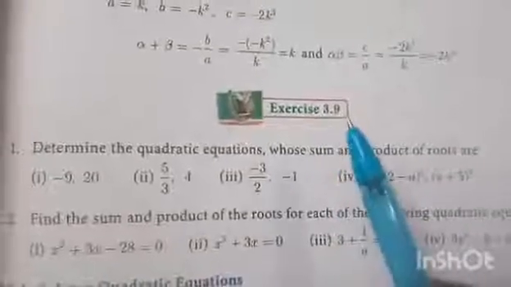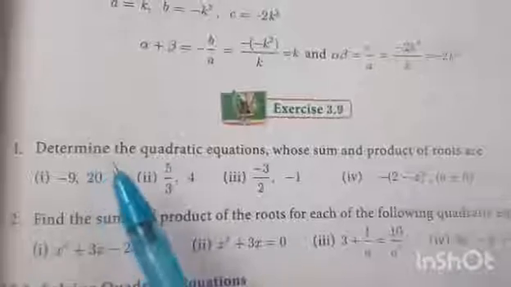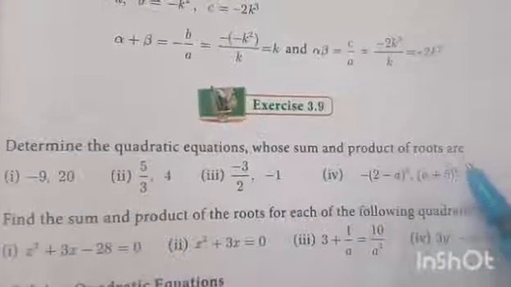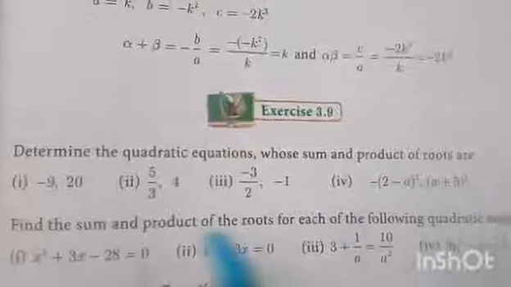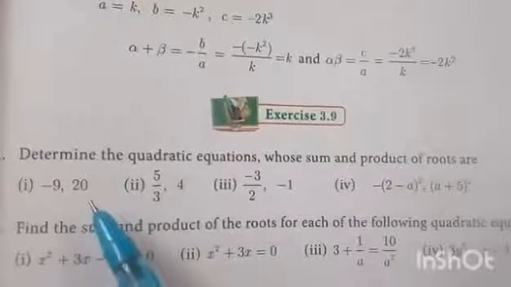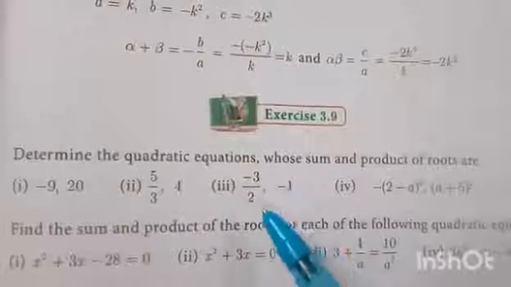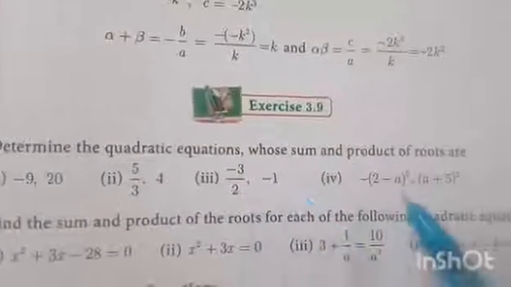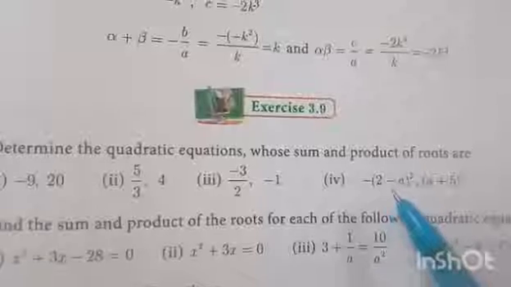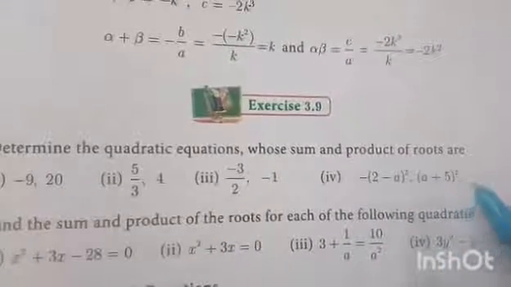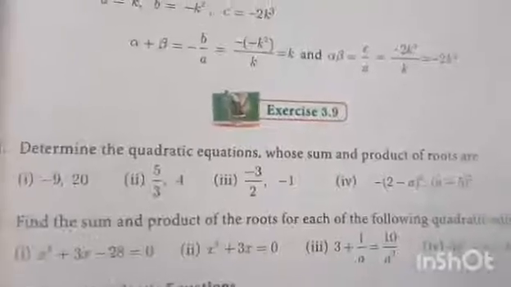Students, now exercise 3.9, first problem: determine the quadratic equation whose sum and product of roots are given. The first problem, minus 9, 20. Second problem, 5 by 3, 4. Third problem, minus 3 by 2, minus 1. Fourth problem, minus of 2 minus a whole square, a plus 5 whole square.